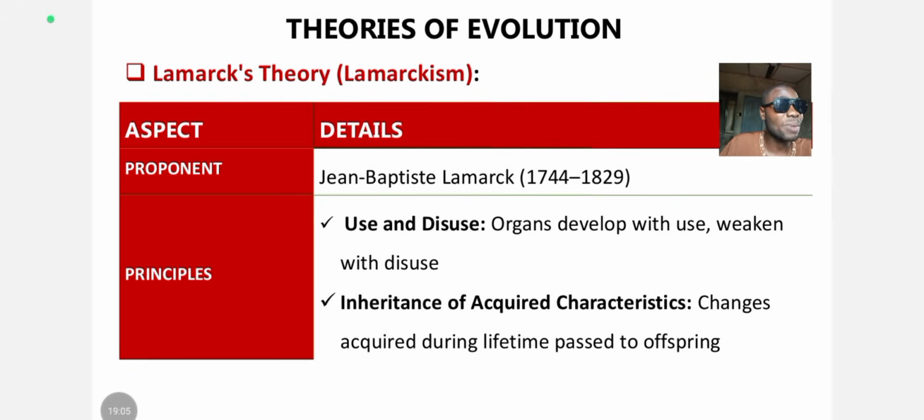If your father was slim, then went to the gym, lifted weights and built his body, you can't say the child that will be born will be muscular. No, it's not genetic. It's something your dad acquired while on earth. So if the child wants to acquire such muscles, the child will have to go to his own gym. So the principle says changes acquired during a lifetime pass to offspring, but this is what was disproven.